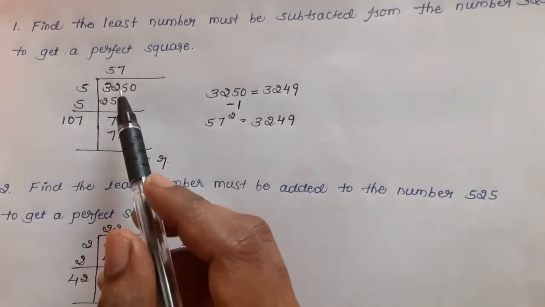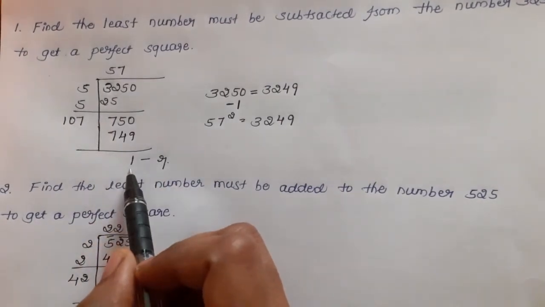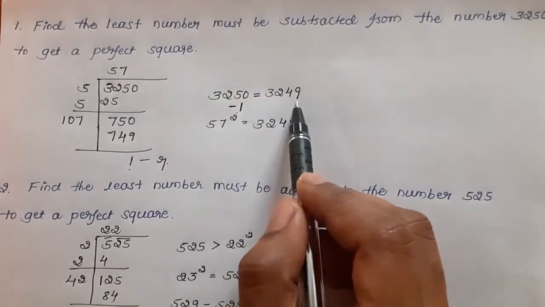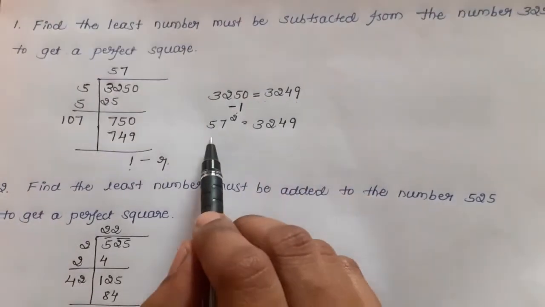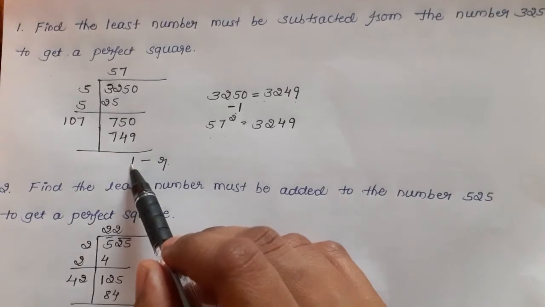We are using a division method here. So we get the remainder as 1. So the remainder must be subtracted so that we get a perfect square number, 3249, which is the square of 57. So the number 1 must be subtracted.